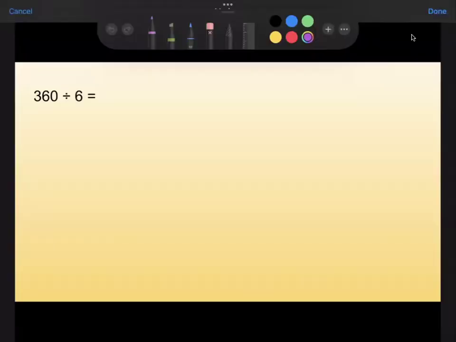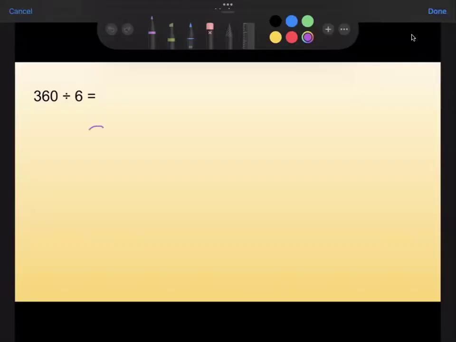Okay, here is our first example. We're going to take the number 360 and we're going to divide it by 6. So we can do this using the standard algorithm and divide it using long division as we normally would divide any number, but because it ends in a 0, we can also use a shortcut.